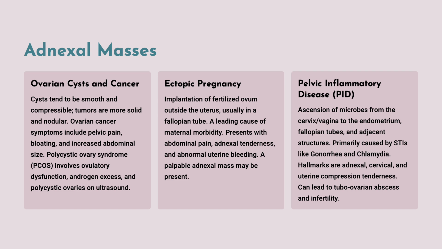All right. Lastly, we have pelvic inflammatory disease. An ascending infection of microbes from the cervix and vagina could lead to infection of the endometrium, the fallopian tube, as well as the adjacent structures. Okay. So the hallmarks of this would be adnexal, cervical motion tenderness and uterine compression tenderness. In other words, when you do your bimanual examination, if there's any pain during that, then that could be secondary to a pelvic inflammatory disease. In some extreme cases, the microbes could form an abscess called a tubo-ovarian abscess. And of course, if it remains unaddressed, that could lead to infertility or inability to rear a child.